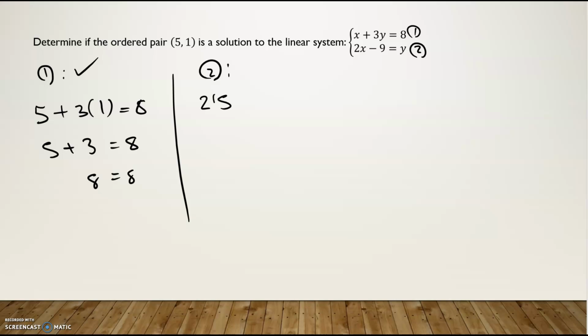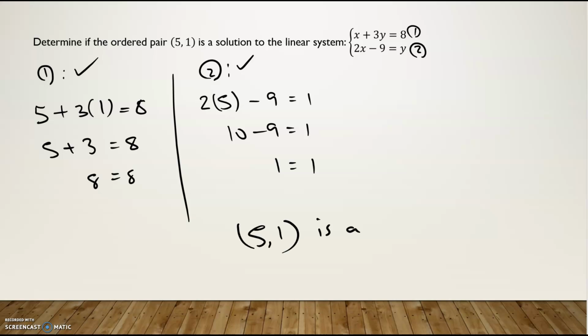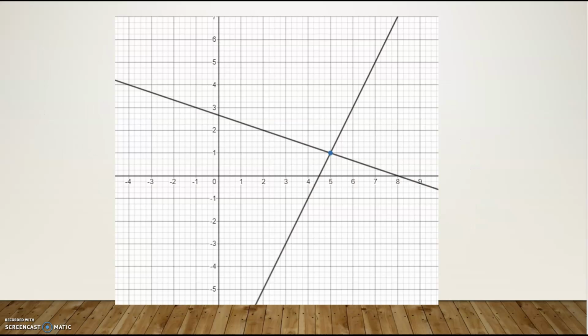Okay, 2 times 5 minus 9 is equal to 1. That would be 10 minus 9 is equal to 1, so 1 is equal to 1. Okay, since both equations came out to a true statement, we can say that (5, 1) is a solution to this linear system. And this is what it would look like if we actually graphed the two equations here. And notice at (5, 1), that is where the two lines intersect. That's why it is a solution to that linear system.